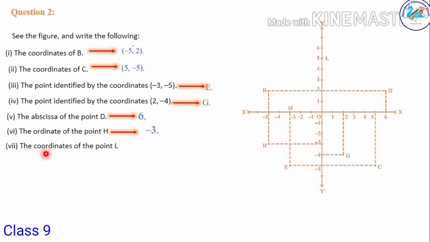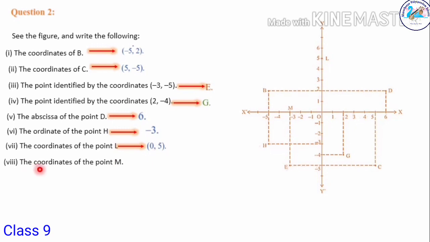Next is the coordinates of the point L. So here we have to go to L and find out the coordinates. The L point is marked here on the y-axis at the top, that is at 5. So here y value is 5 and x value, when you come down, is 0. So the coordinates of the point L are 0, 5. First value is the x value, which is 0, and second value is the y value, which is 5.